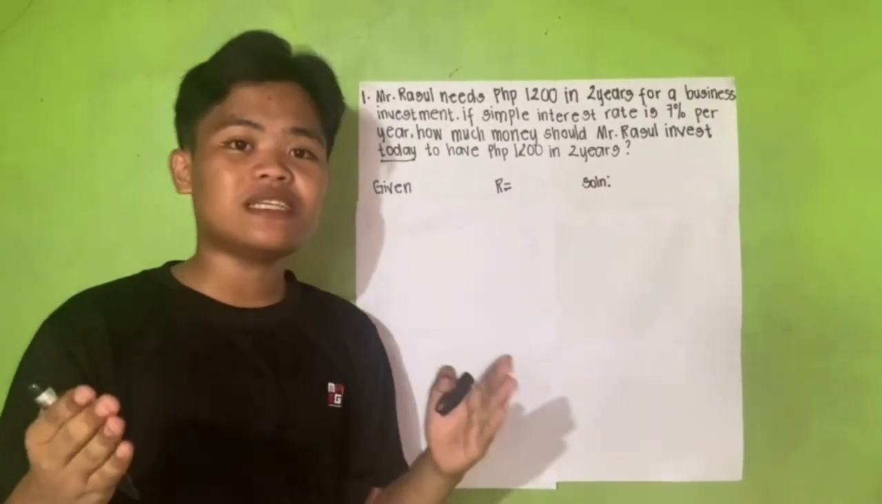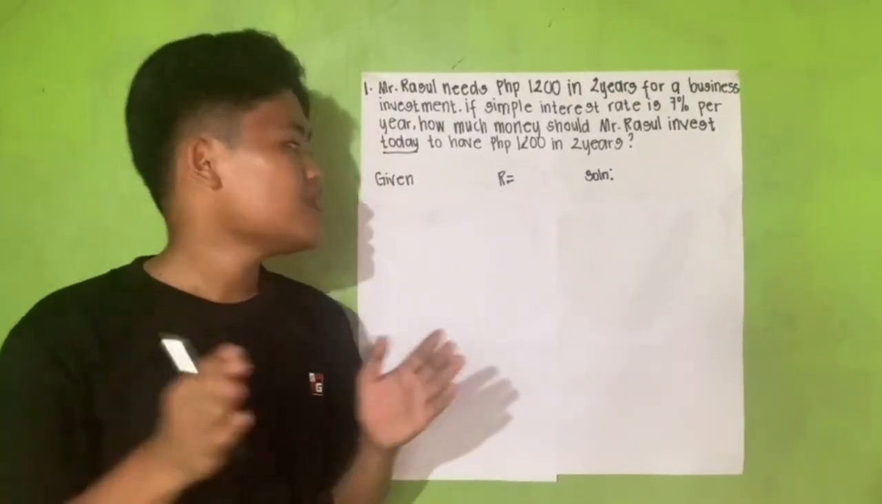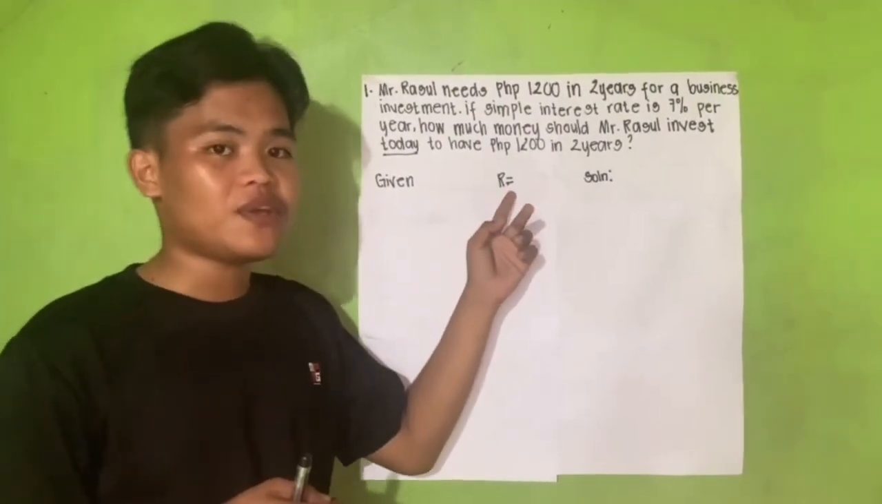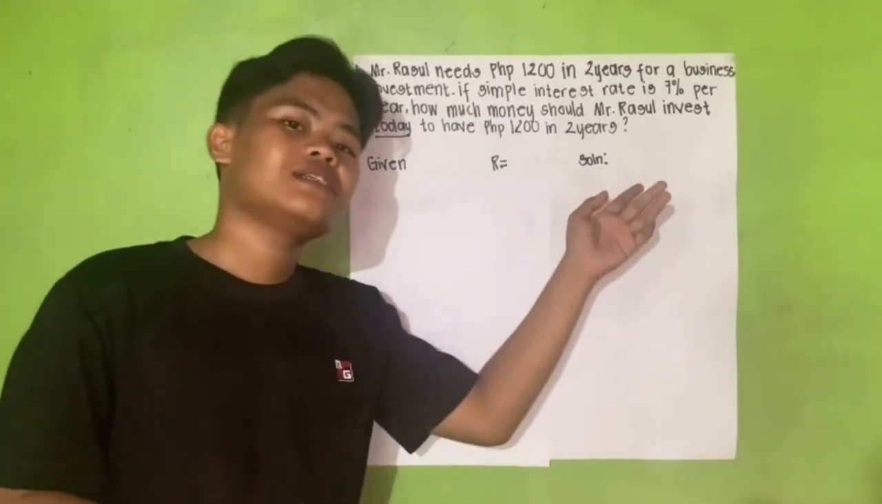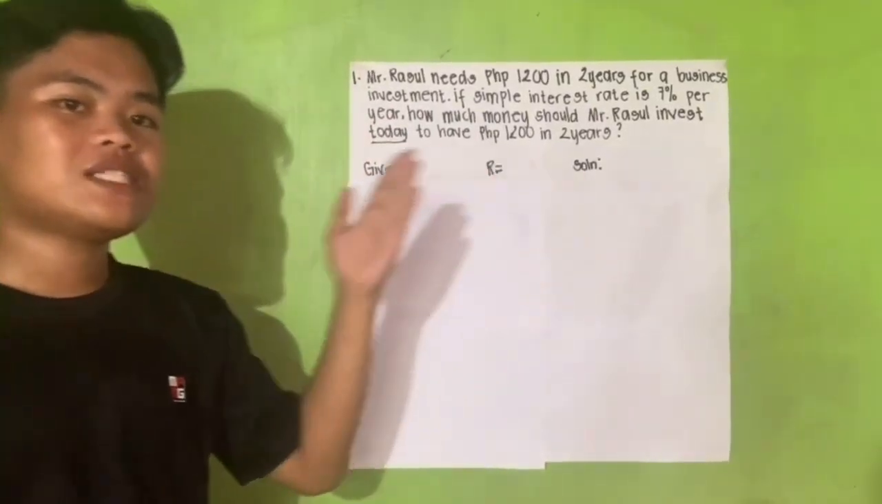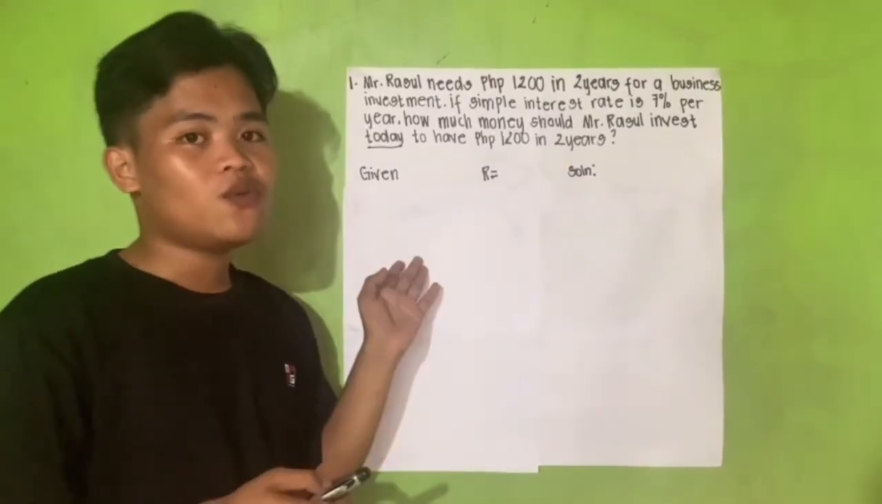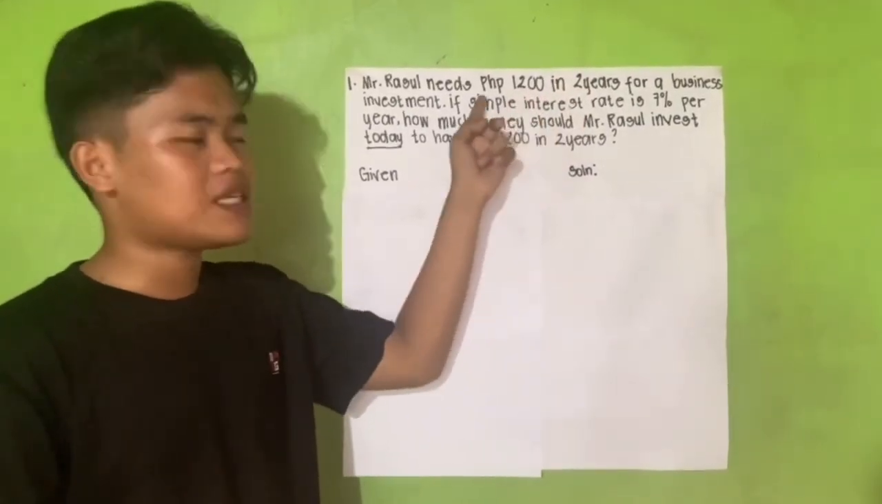So to solve this, let us use the GRS method. G stands for given, R stands for the required or kung ano yung hinahanap natin, then the solution. Okay, so first let's find what is given here. The first given here is the 1,200 pesos.